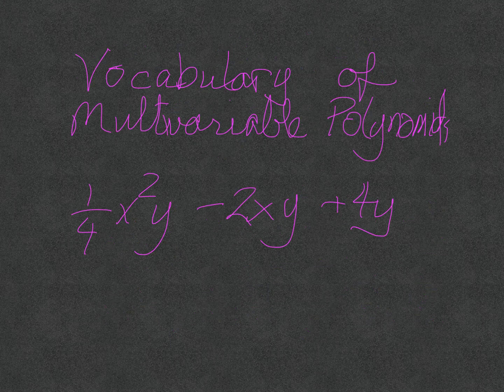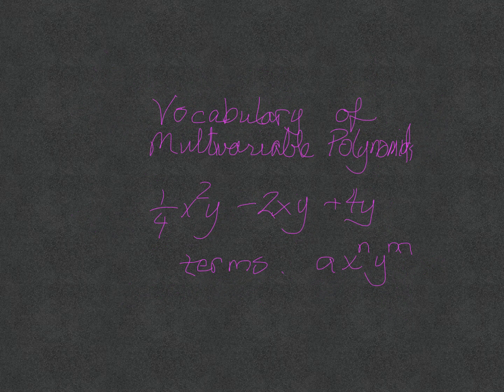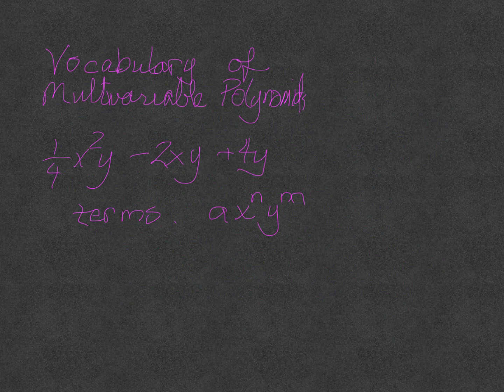So here we have a polynomial in 2 variables. Again, we could have them in 3 or 4. But the terms of the polynomial always look like this. They look like a x to the n, y to the m, if we have 2 variables. And what happens with this if we have this? Well, the a's are called the coefficients.